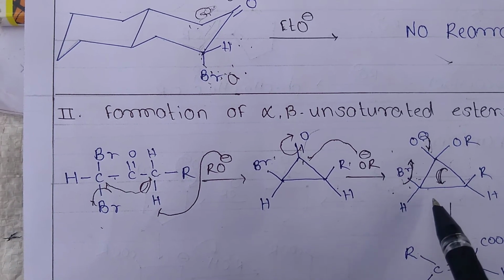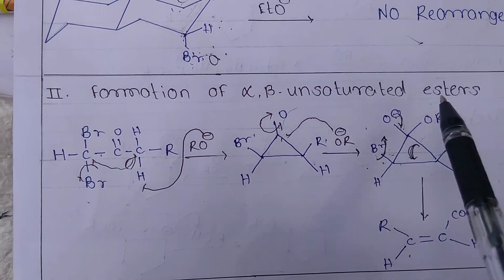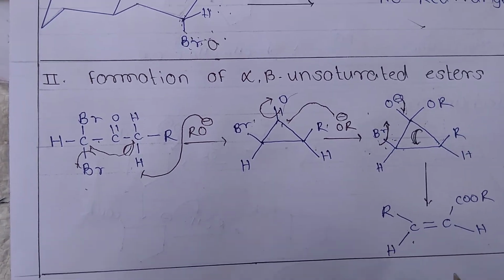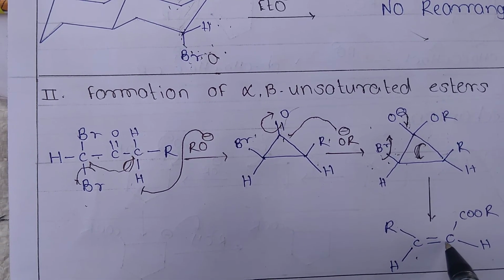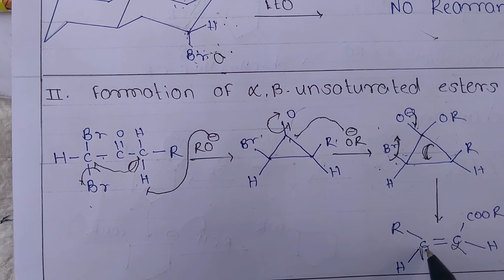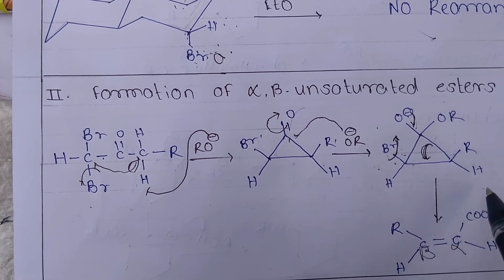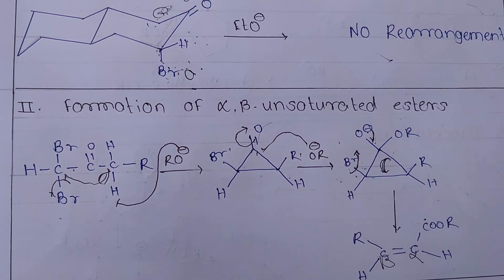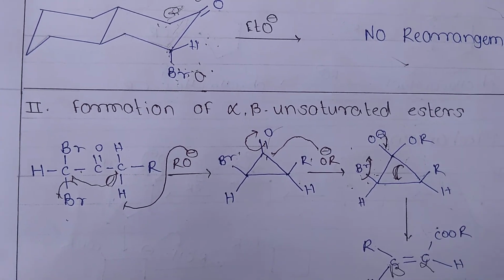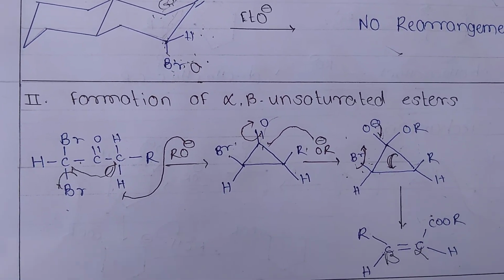Further, the formation of alpha beta unsaturated ester takes place. Here is the alpha beta unsaturated ester. Here it is alpha beta unsaturated, and it is an ester. So these are the applications of Favorsky rearrangement.